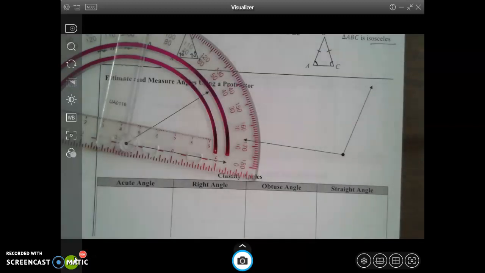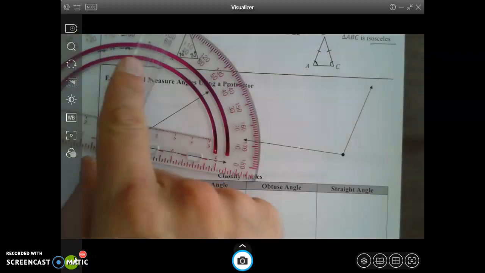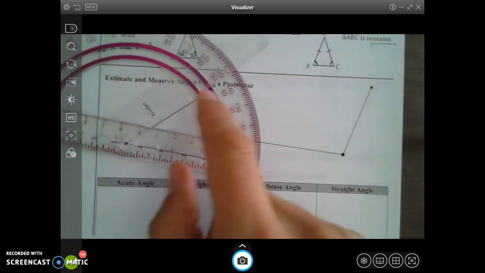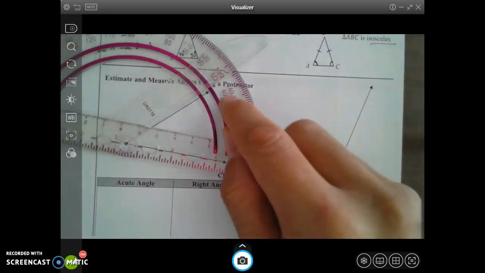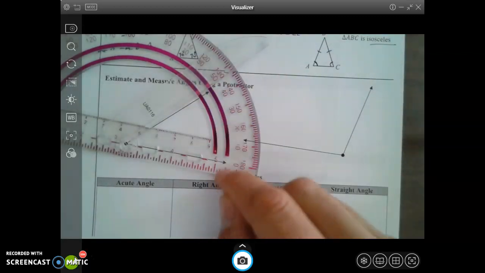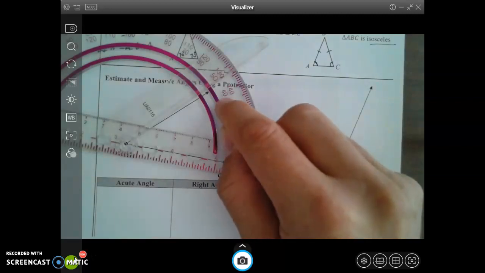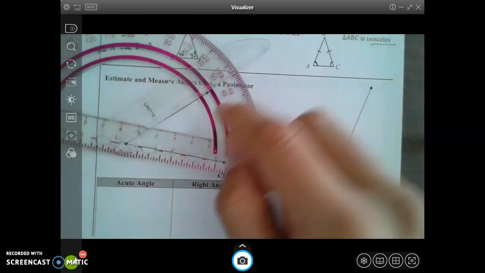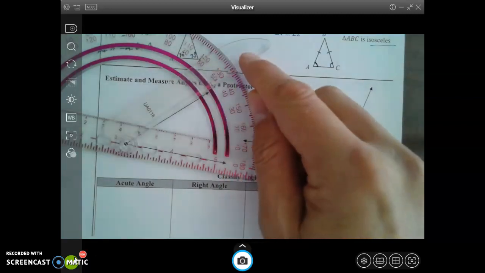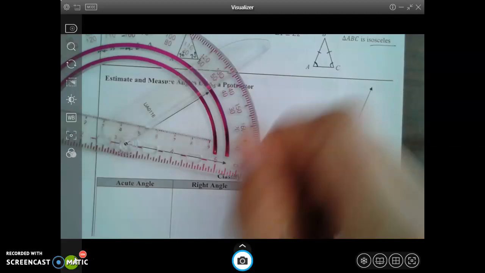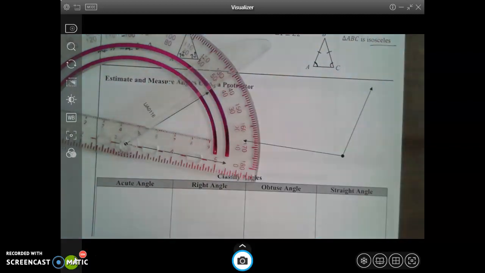There we go. I was frozen for a second. So that's a 90-degree angle, so this is less than a 90-degree angle. So I want to look at the smaller numbers here, the numbers on the bottom. So it looks like this angle here is right in between 40 and 50. Looks like it's maybe slightly over 45, so I'm going to call that 46 degrees.